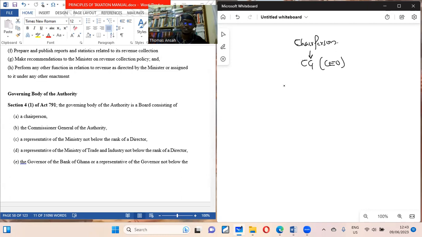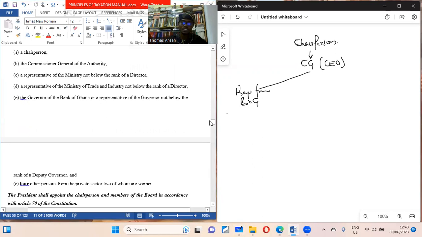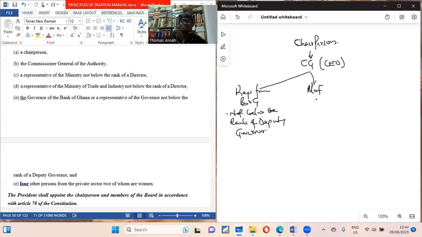Then we have from these arms, number one, a representative from the Bank of Ghana, all right? But this rep of the Bank of Ghana should not be below the rank of what? A governor. So that is what you see, not below the rank of deputy governor. Then we have two from the Ministry of Finance. Another rep from the Ministry of Finance. That one too will not be below the rank of a director.